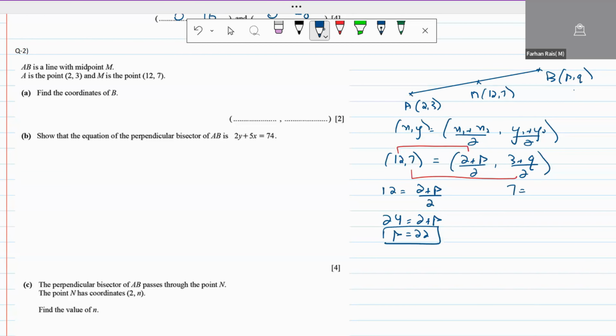And then 7 is equal to 3 plus q upon 2. 7 2s are 14 is equal to 3 plus q. Subtracting 3, we get q as 14 minus 3, which is 11. So p comma q, the coordinates, are 22 comma 11. The midpoint formula will not only help us in finding the midpoint, it can also help us in finding one of the two endpoints.